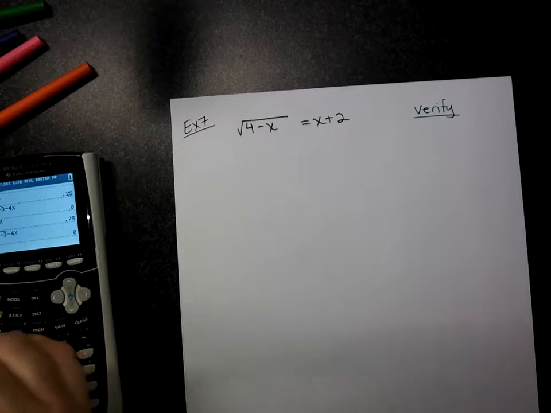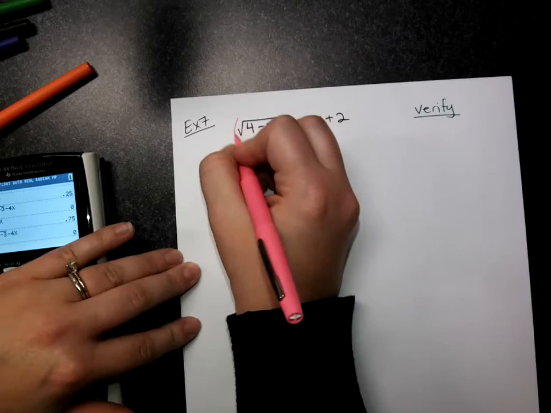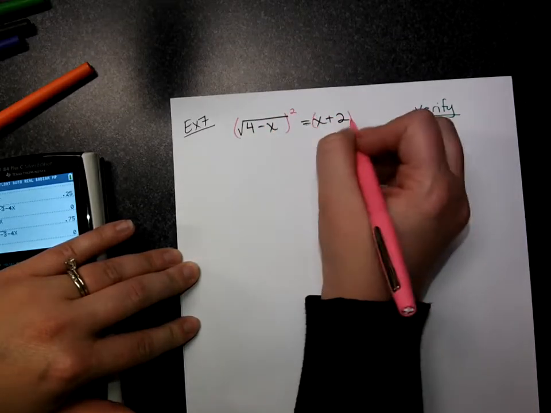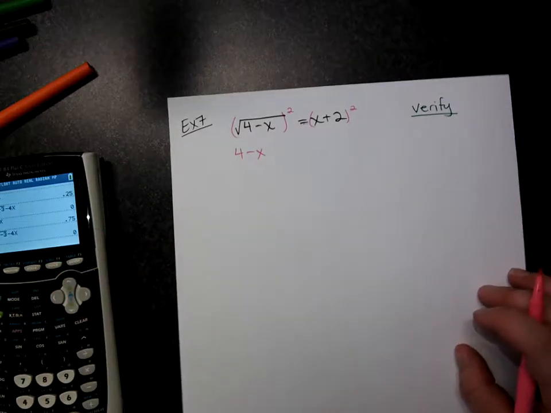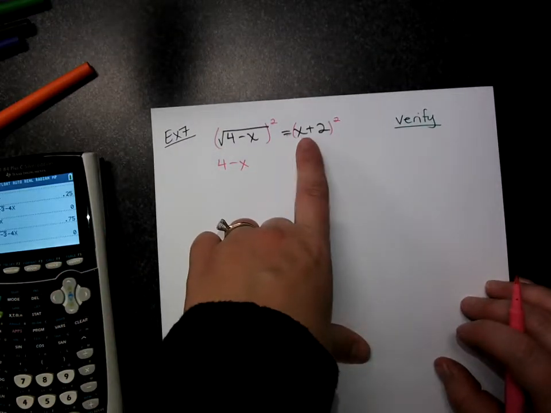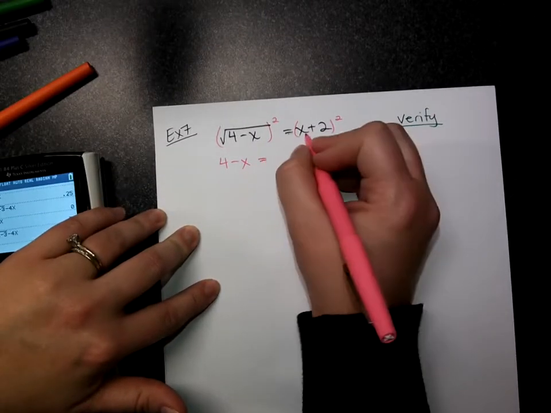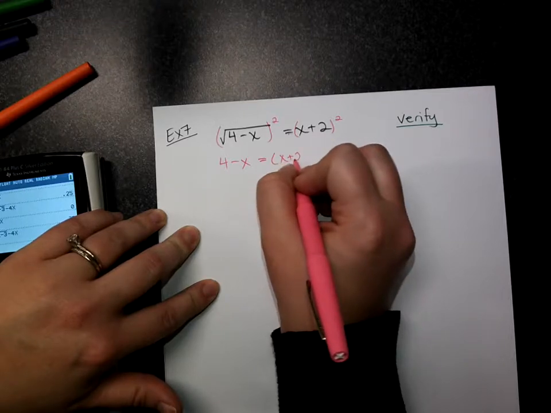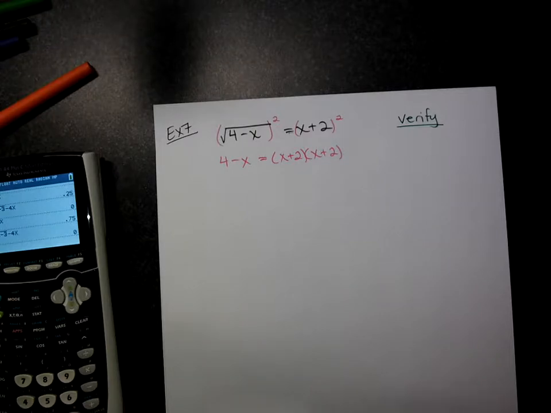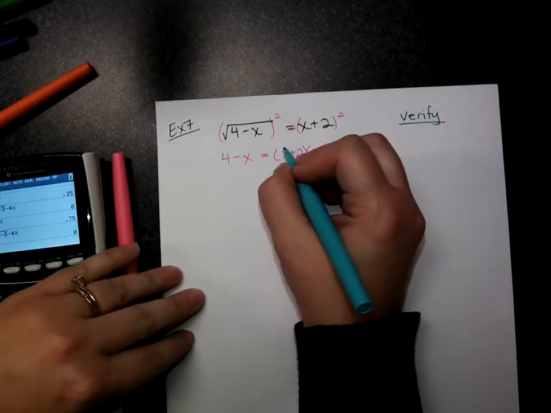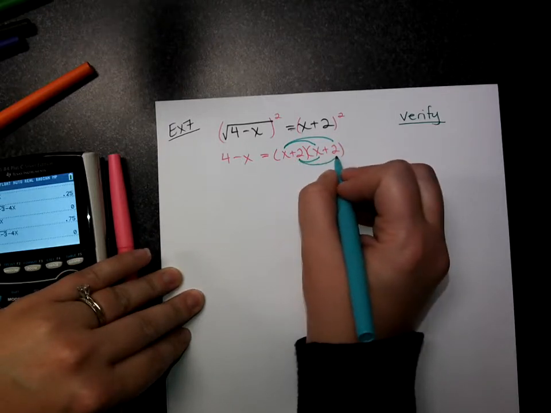So the radical is already isolated, and so I can just square both sides. When I square the side with the radical, all that does is undo the radical. The square and the square root cancel each other out. On the other side, I have a binomial. I have two terms instead of just one term. So it's very important that when you have a binomial squared, you have x plus 2 times x plus 2. That means that you're going to have x times x, x times 2, 2 times x, and 2 times 2.